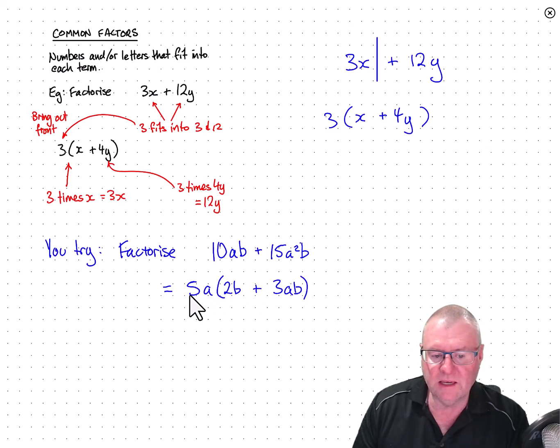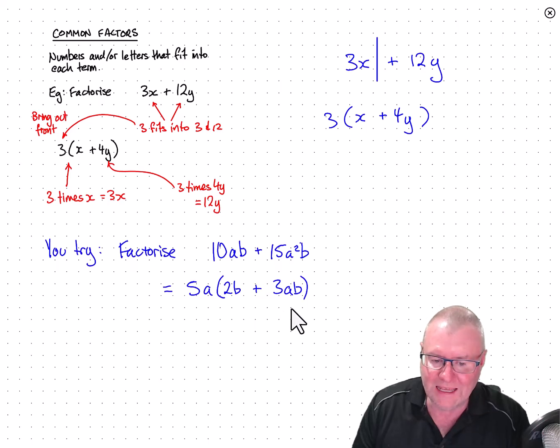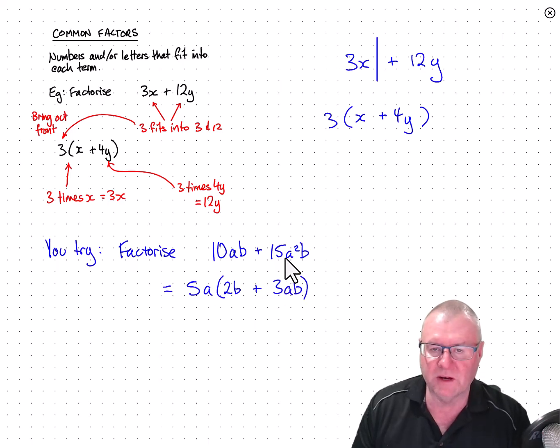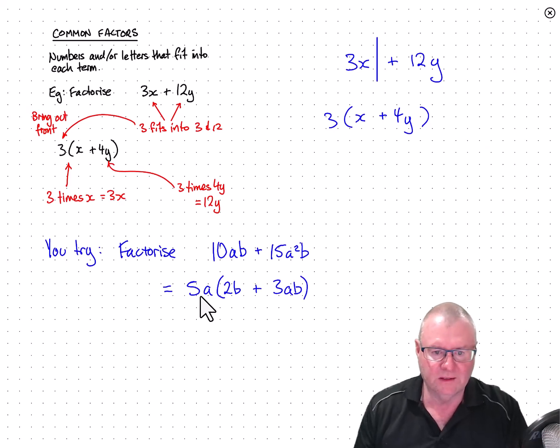Looking at the numbers here, 5 times 3 is going to get me my 15, so I'll need a number 3 in here. But to get to a squared, I'm going to need another a, because a times a gives me my a squared, and the b. So looking at this, 5a times 3ab will give me 15a squared b. So in here are the things that get me back to my original when I multiply it by the factor we pulled out the front.